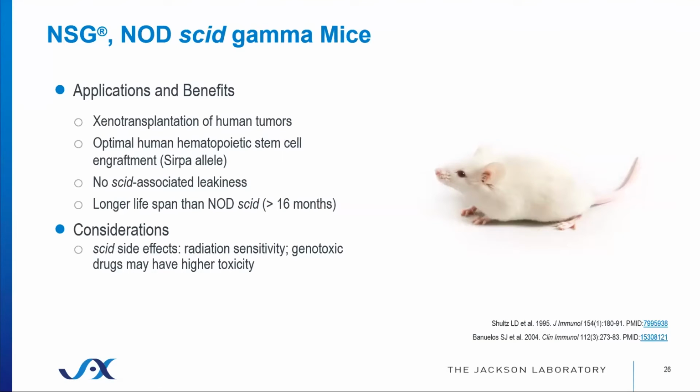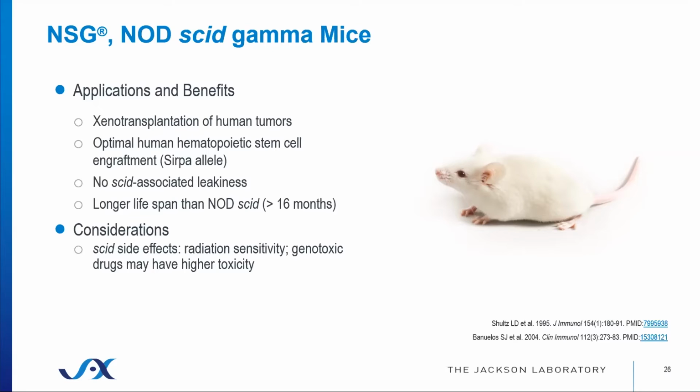The NSG mice show enhanced engraftment of human hematopoietic stem cells due to the mutation in the SIRPA gene in that NOD genetic background. They show no SCID leakiness, and they do not develop the spontaneous thymic lymphomas. And that means they typically have a longer lifespan than the NOD-SCID mice. NSG mice can live up to 16 months or longer, which can allow for much longer experiments.